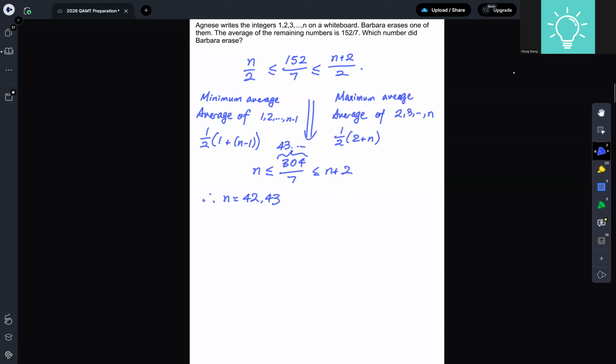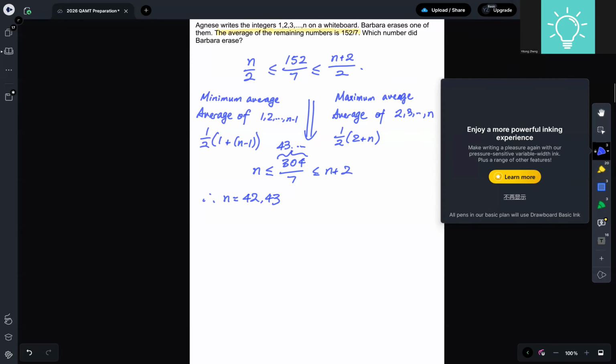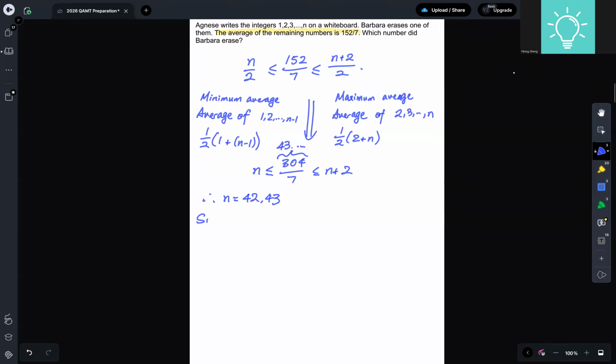Now, the average of the remaining numbers is 152 over 7. So what is the sum of the remaining numbers? Well, the sum of the remaining numbers is just the total number of remaining numbers times the average. There are n numbers originally, we erased 1, so that means there are n minus 1 numbers left, and the average is 152 over 7. So that is the sum of the remaining numbers. And because all of these numbers are integers, this has to be an integer.